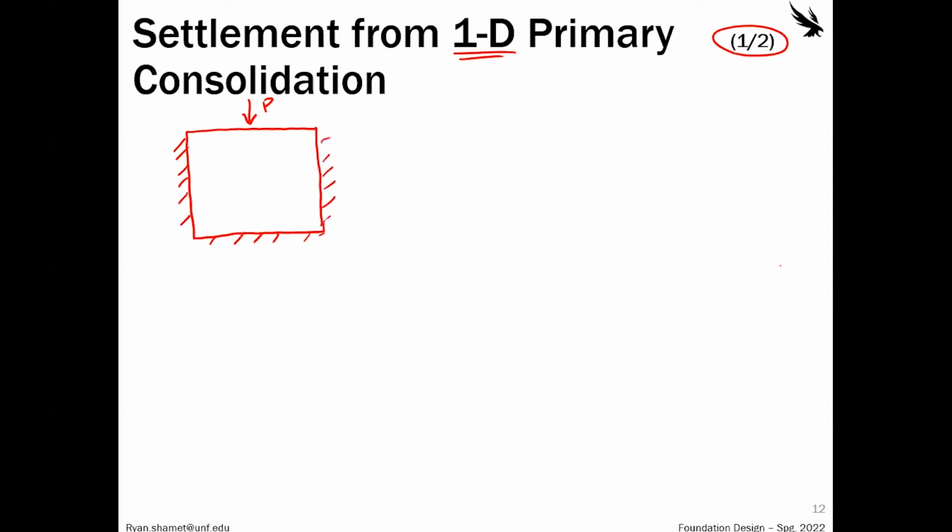That means it can only change shape in one direction. We can only show a deformation in one direction here. So this is what it's going to look like after loading. If it has an original height H, then what we're going to say is it changes due to this loading as a delta H.